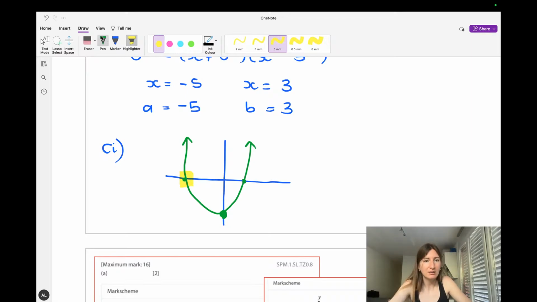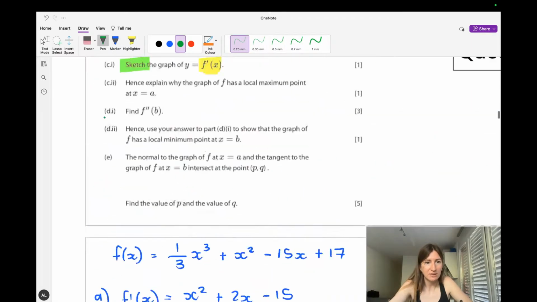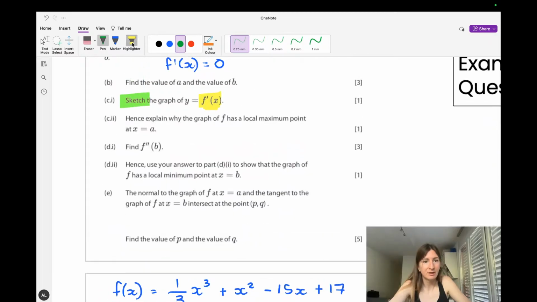Now, firstly, I just want to say that they say hence. Hence explain. When they say hence, that means use the answer before. You might have 1,000,001 reasons to show why the graph has a local maximum. You might do sign tables. You might do the second derivative. But they're saying hence. So you've got to use the graph. And that's only 1 mark. So they don't want you to do any crazy working. So hence explain. Something in the sketch is going to show us.